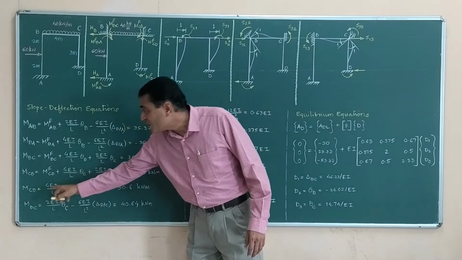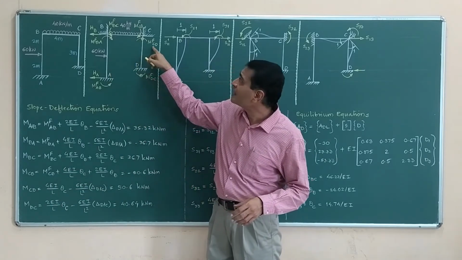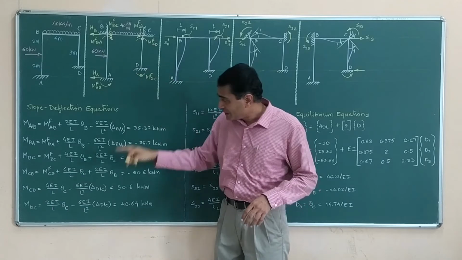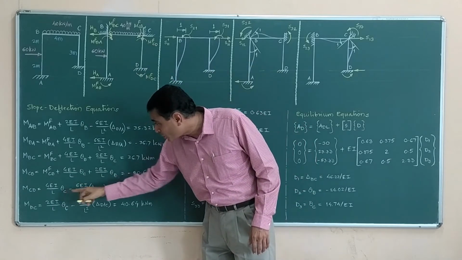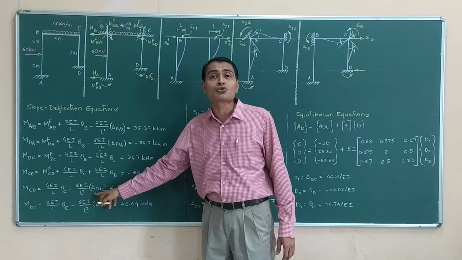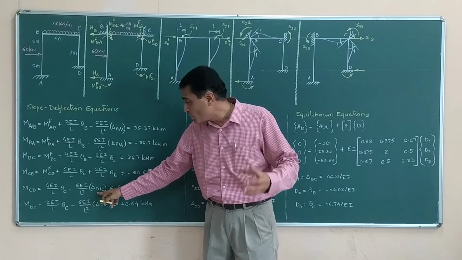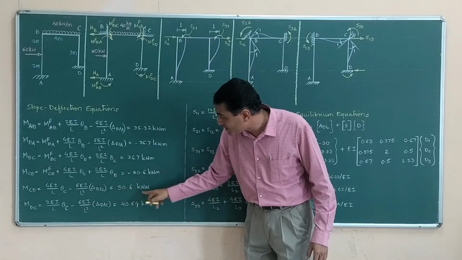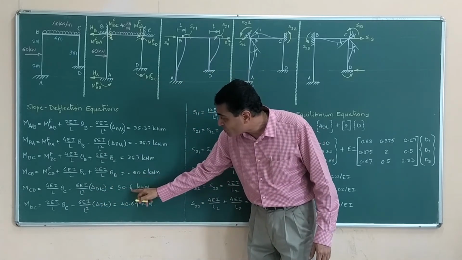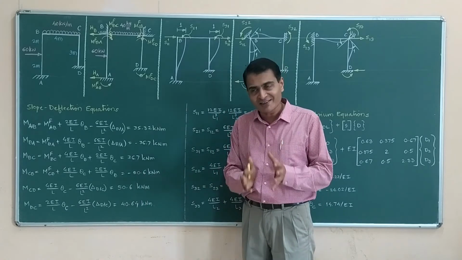M of CD, fixed end moment is not there because we are observing that MFCD is 0. Then there is near end rotation contribution and there is delta D relative to C. Again this factor I am going to substitute negative so that I am getting 50.6 kilonewton meter, equal and opposite. So that is again a cross check that we are on the right track.